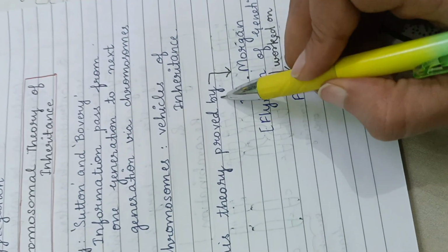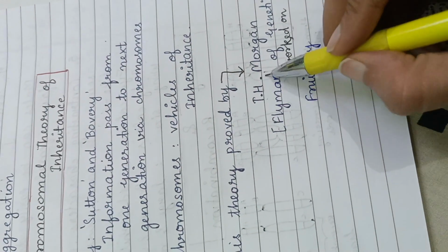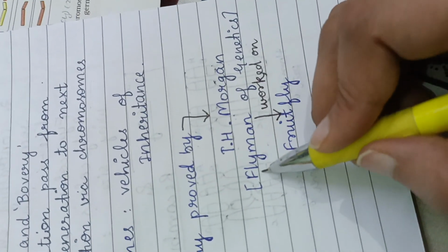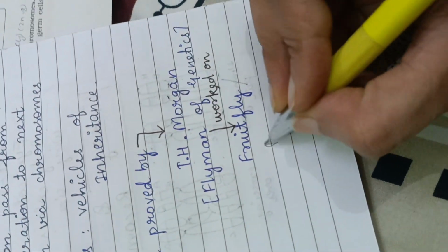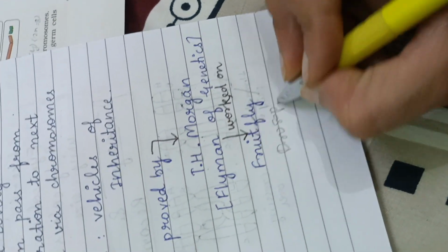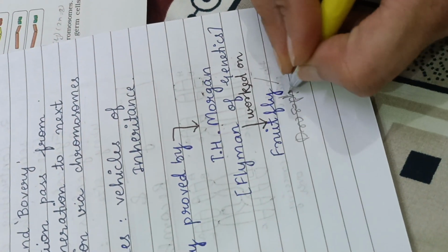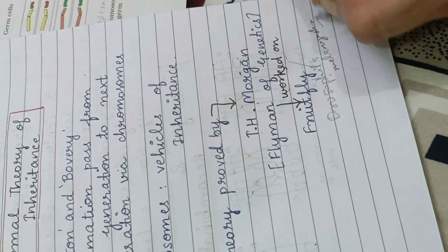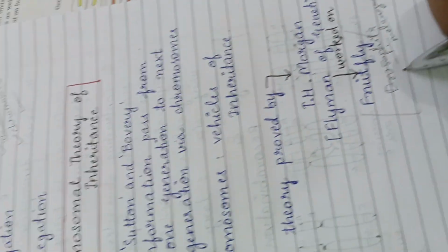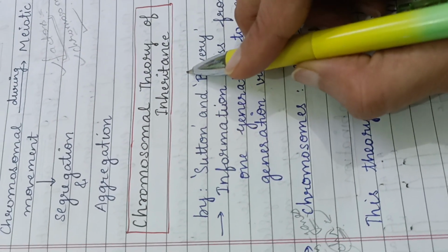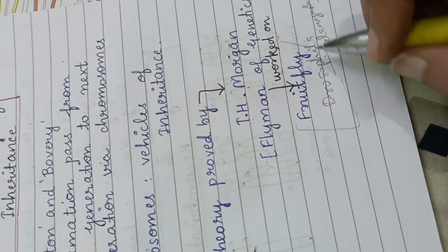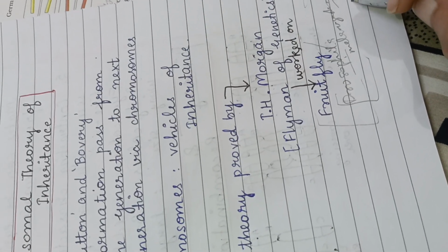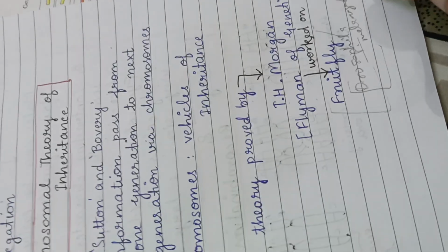So this theory was proved by T.H. Morgan, Thomas Hunt Morgan. He is also known as the fly man of genetics. The word fly comes from fruit fly or Drosophila melanogaster. He proved the chromosomal theory of inheritance. How did he prove it? He worked on Drosophila or fruit fly to prove his experiment. So why Drosophila?